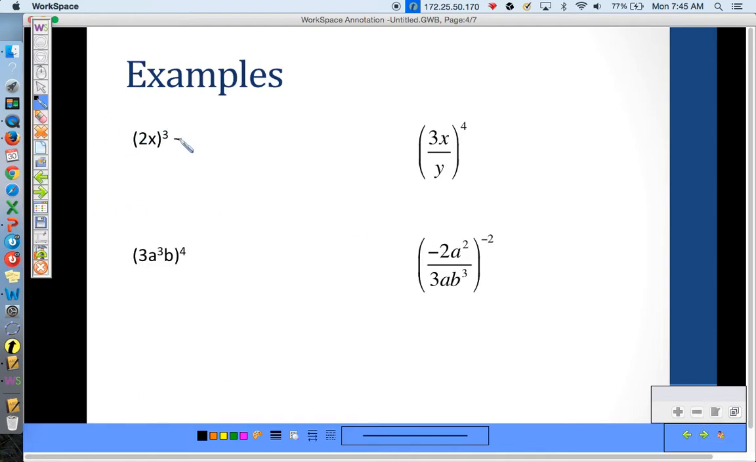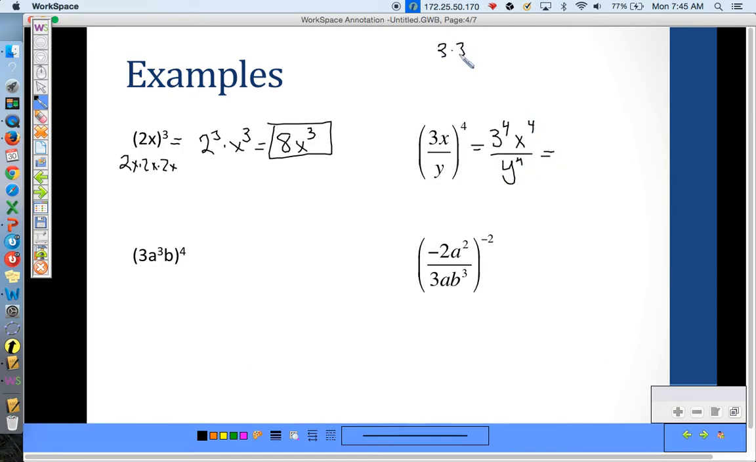So if we were to practice this one, well, if we're unsure, we write it out 3 times. So we have 2 to the third times x to the third. And we should know 2 to the third, 2 times 2 times 2. So we have 8x to the third. Well, what do we do here? Well, this is where we have to distribute it again. So let's see, and we should be able to do these without a calculator. 3 times 3 is 9, times 3 is 27. So 27 times 3, so we have 81, x to the fourth over y to the fourth.